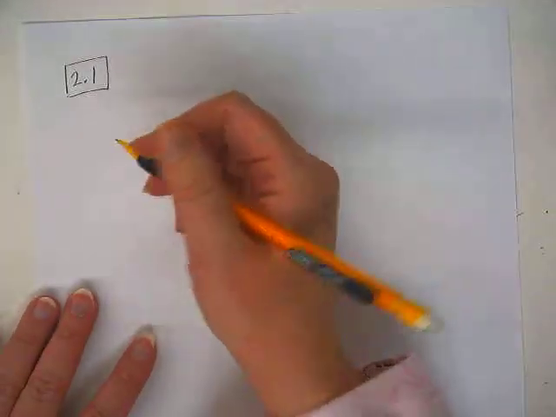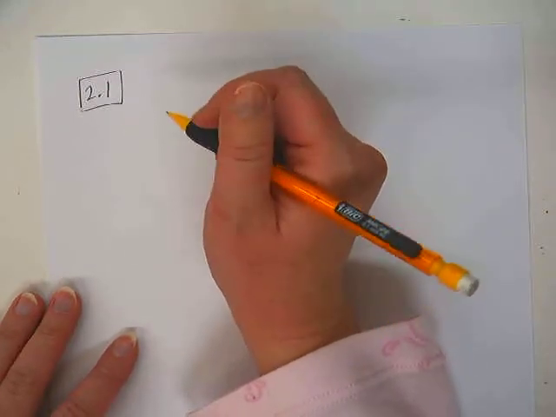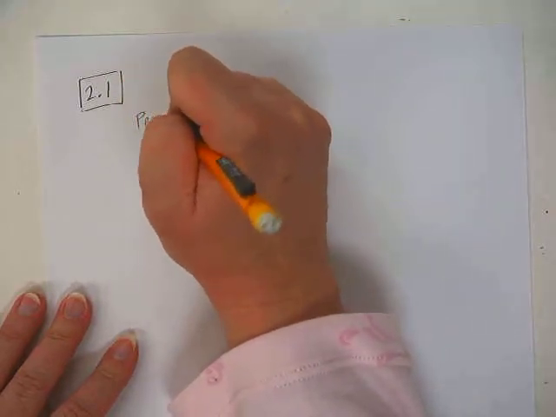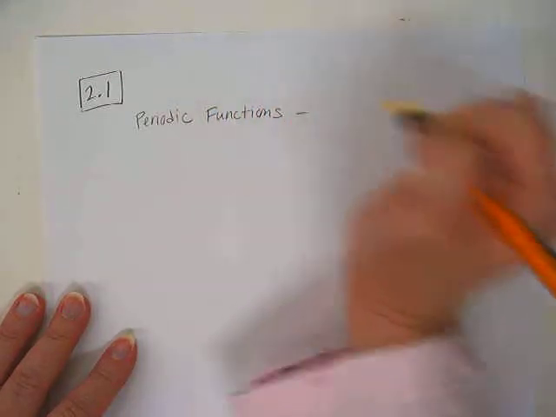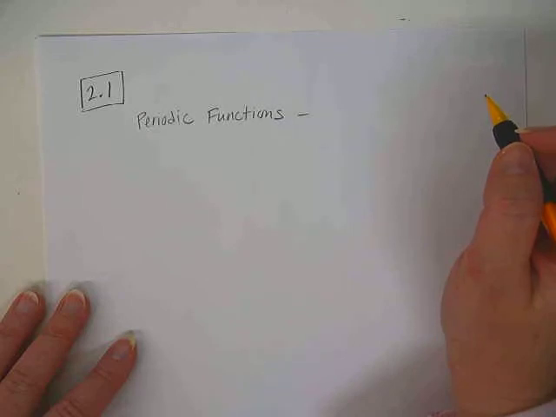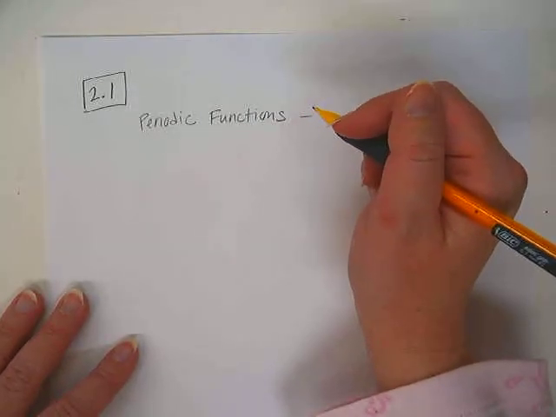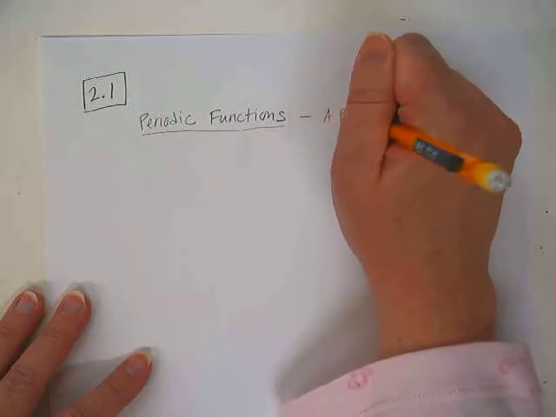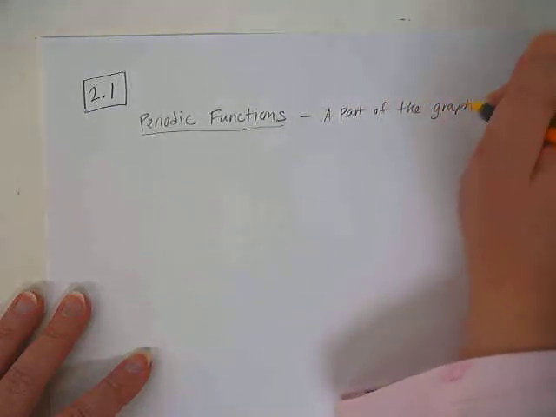Okay, so we are learning about the graphs of trigonometric functions, and they are what we call periodic functions. The reason they are called periodic functions is that a periodic function is a function that repeats over and over and over. Kind of like you come to this class every other day, over and over and over, right?